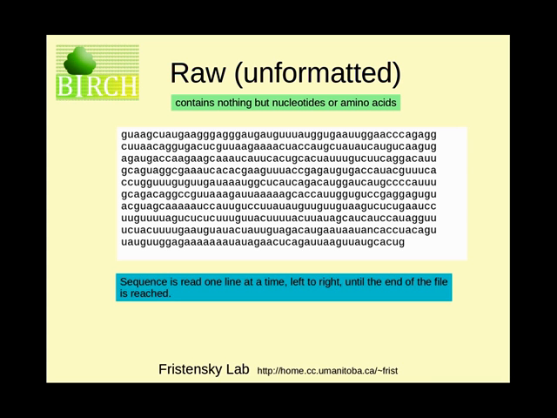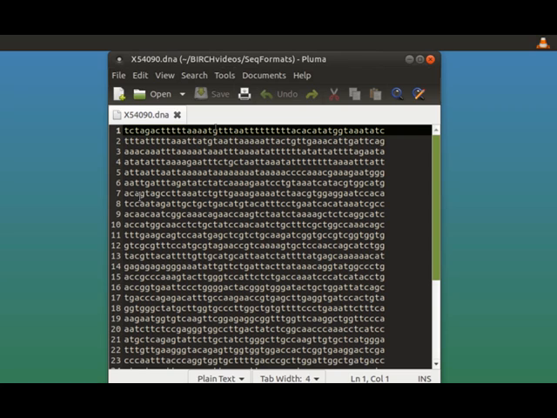So the first format we'll start with is just the raw sequence file with nothing but nucleotides or amino acids in it. So I'm going to show you an example now where we have an actual file and we can show how a program would read such a file. So here's an example of a raw sequence file, and you may note, by the way, that I'm looking at this file in a program called Pluma, which is an example of a text editor.